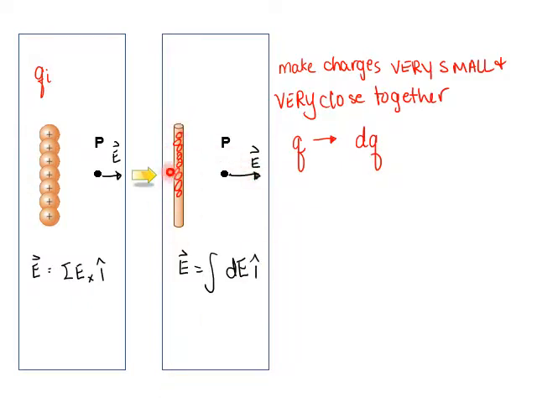For a continuous charge distribution, we have many small charges. We're still going to find the little bits of electric field, the individual electric fields, and we're still going to add them up, but now that addition is called an integral. So this is where we're going with this.